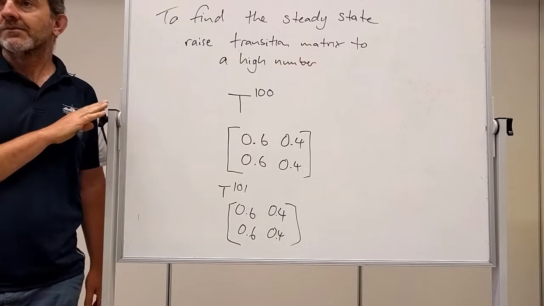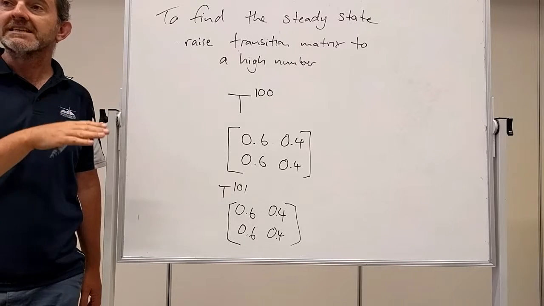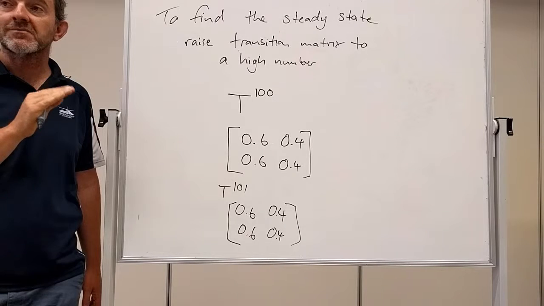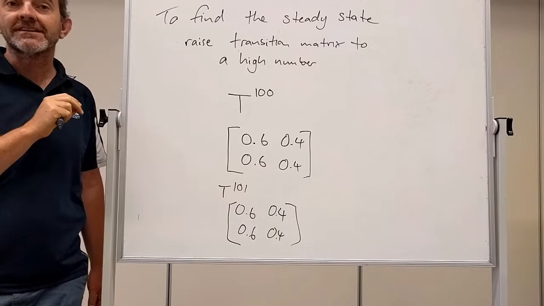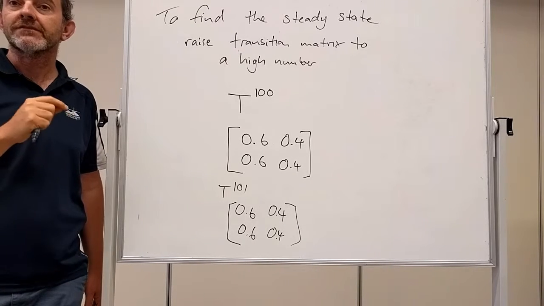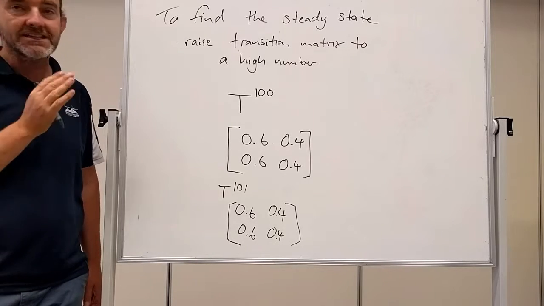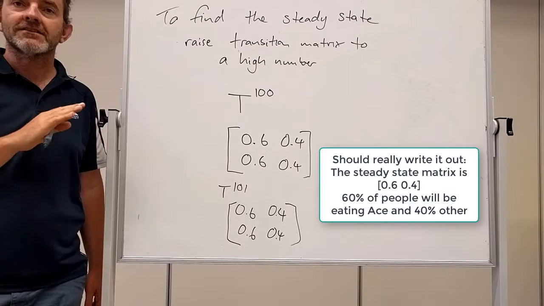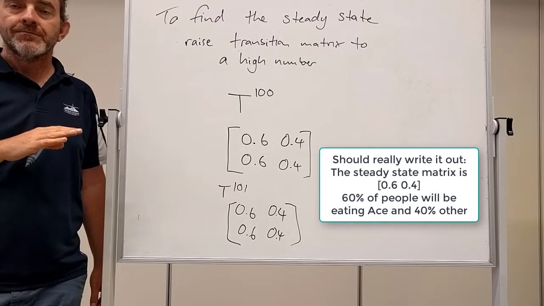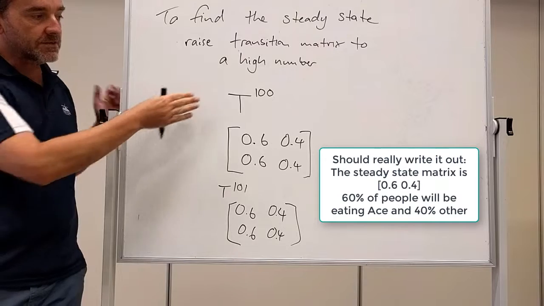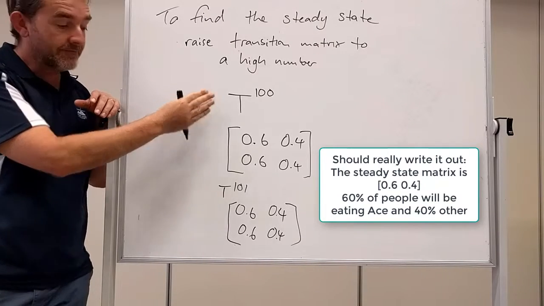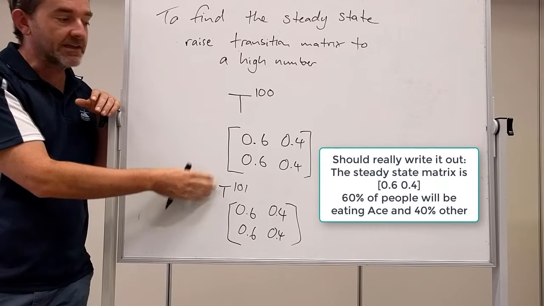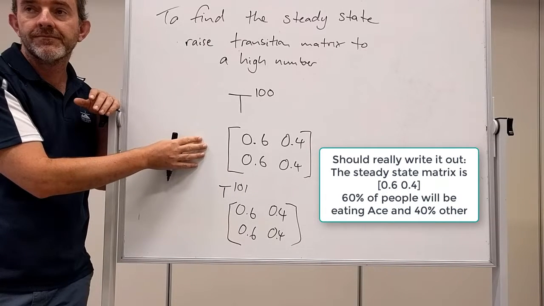In the book, it suggests doing T to the power of 10 or T to the power of 20. I have found that for some of the questions, that's actually not quite enough to get to the steady state. So you actually have to go bigger. I suggest in a test, if you go T to the power of 100, you're never not going to have it at a steady state by then. If you really want to confirm it, you can compare it to the week before, T99, or the week after, T101. And they should give you the same answer.